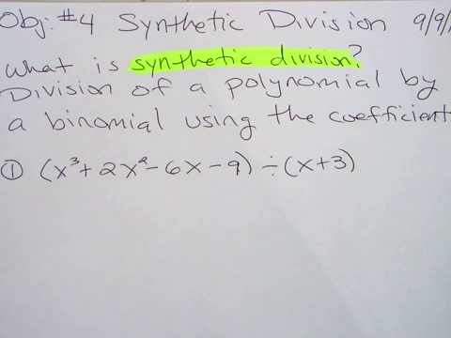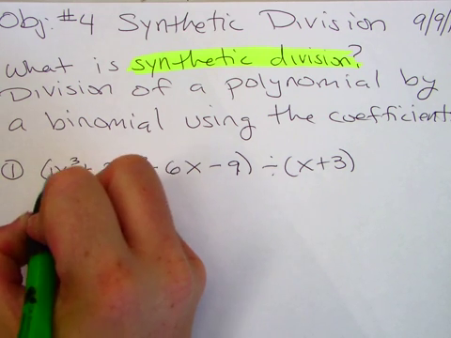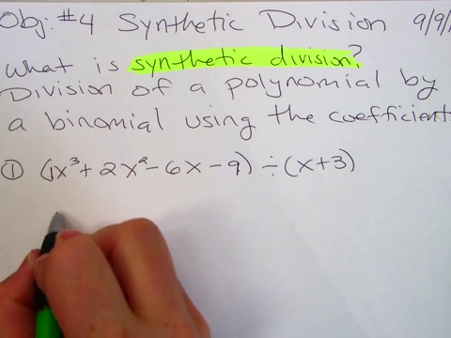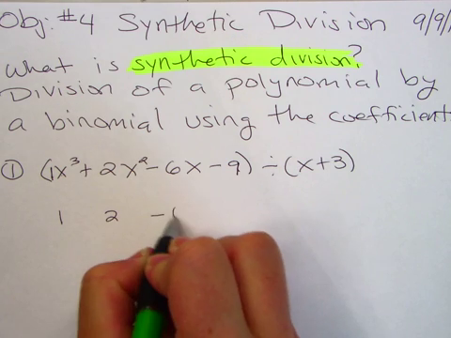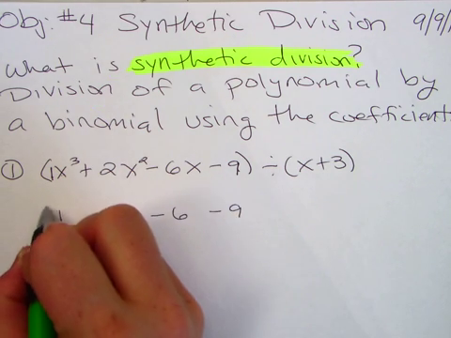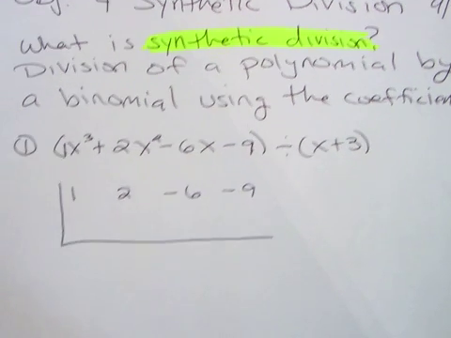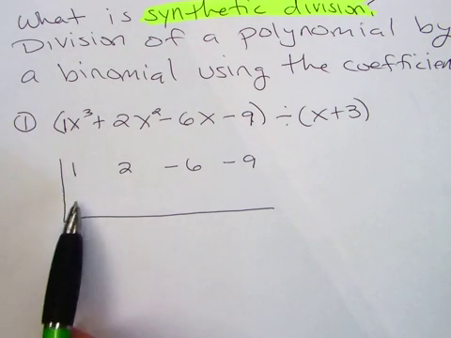What's the coefficient of x cubed? It's a 1. So write down just the coefficients: 1, 2, -6, -9. Then I'm going to write an upside down division symbol. Make sure you leave some space because we're going to write numbers in here.